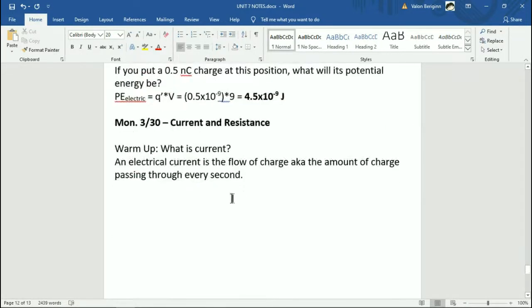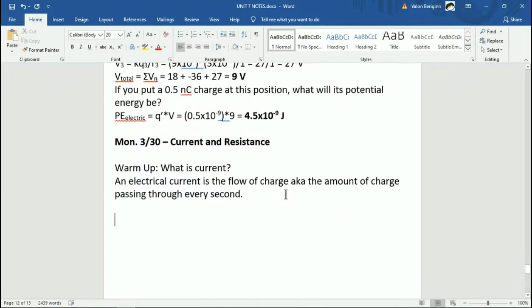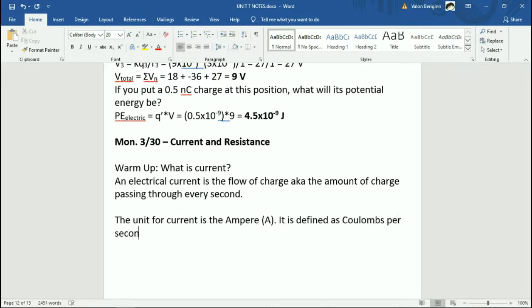So now you may have heard about the unit of current. Probably not many of you have heard of coulombs before, but the unit for current is the ampere, which is abbreviated as a capital A. It is defined as coulombs per second. So 1 ampere, also sometimes referred to as amps, means 1 coulomb of charge passes through that thing every second.